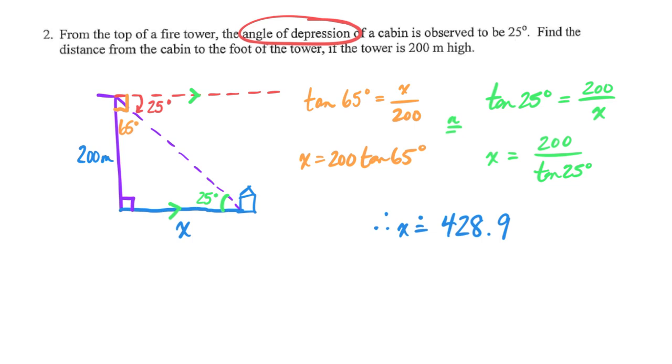And 428.9 is to 2 decimal places. Put on your units, make sure you've marked your rounding, and you are good. Okay, I'm hoping that that makes us feel pretty comfortable with angles of elevation and angles of depression. Okay, let's jump into another one.